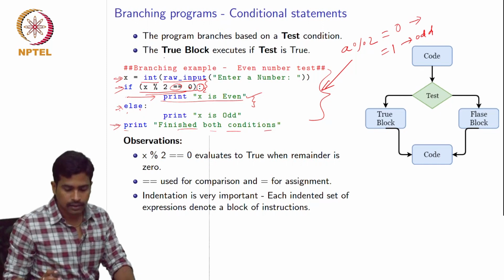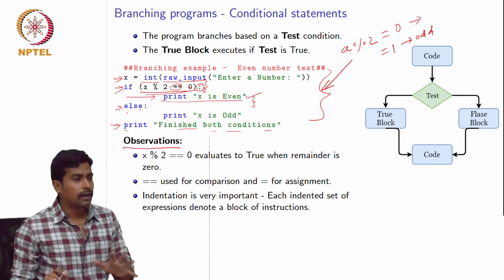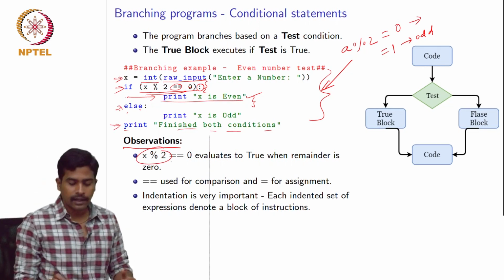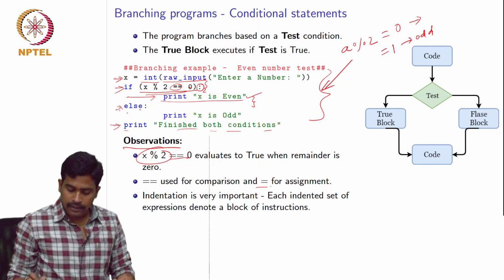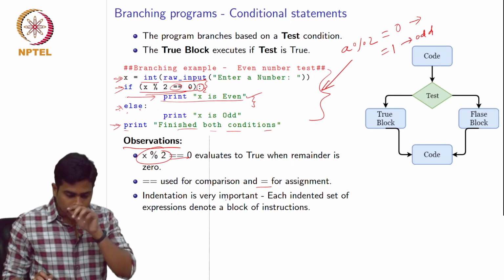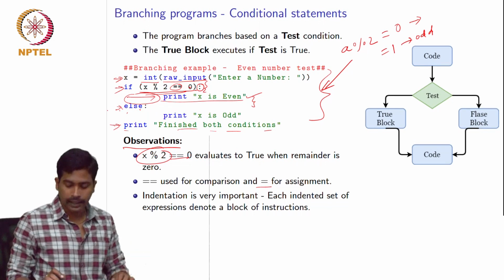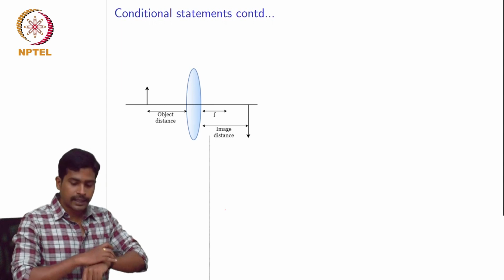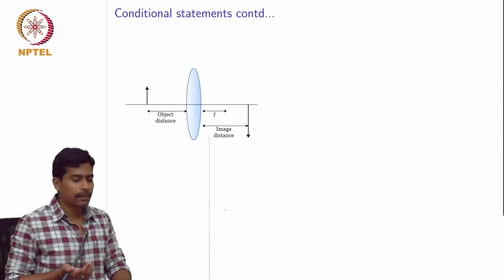Okay. Yeah. So these are the observations that I want you guys to make at this point. The percent operation is used to calculate the remainder, and this double equals is used for comparison, and single equals is used for assignment, and indentation is another important thing when you are writing if or else or for kind of statements. Okay, now that we have seen conditional statements, let's try to write another example program.